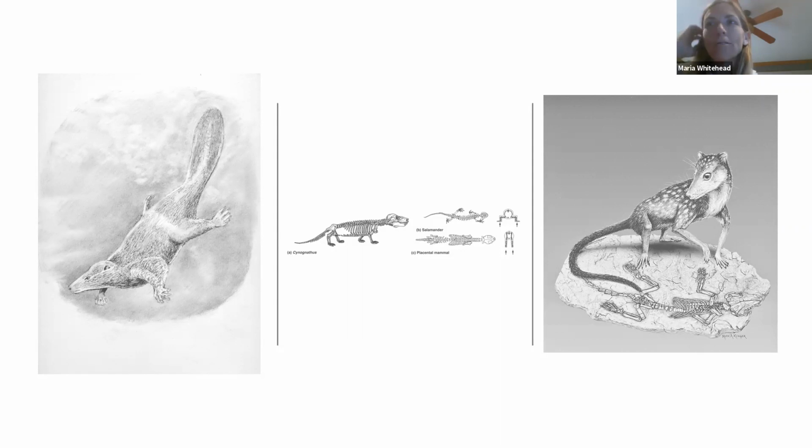So living mammals are classified into 26 orders. Monotremata contains the only egg-laying mammals still living today, which includes the duck-billed platypus and 2 species of echidnas. All other mammals give birth to live young.